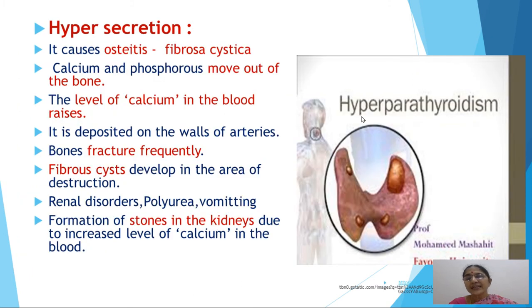Coming to hypersecretion, hyperparathyroidism, here you can see the increased size of the parathyroid gland. It causes osteitis fibrosa cystica. Here, the calcium and phosphorus move out of the bone. The level of the calcium in the blood rises. It is deposited on the wall of the arteries. So, bones fracture frequently and fibrous cysts develop in the area of destruction.